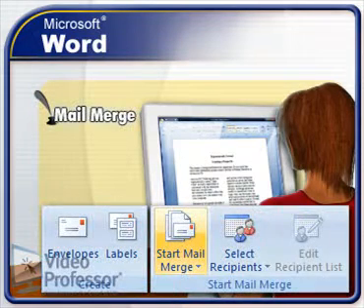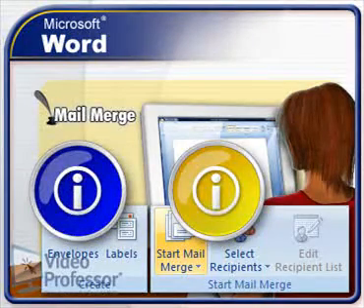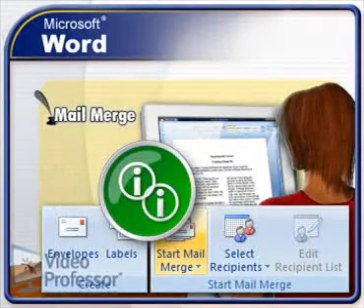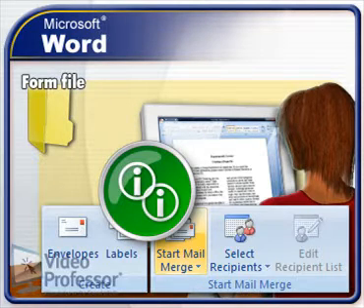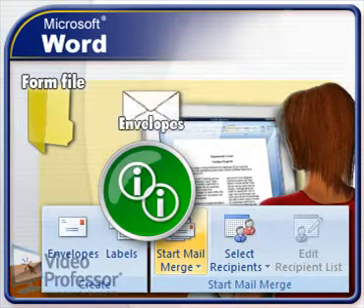To accomplish this, we'll use Word's Mail Merge feature. The merge process, like the name implies, takes two types of information and places them together. It uses a form file, where we create and store the layout for our flyers, labels, or envelopes.